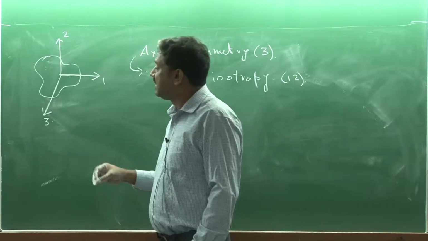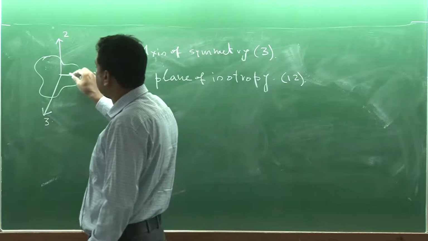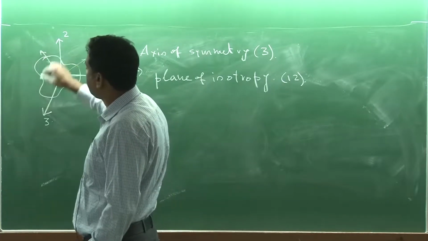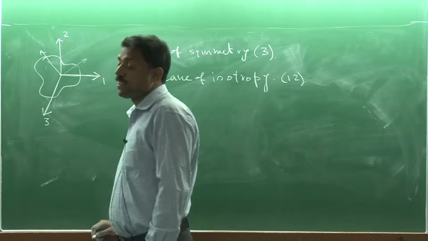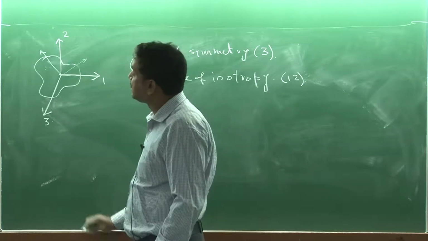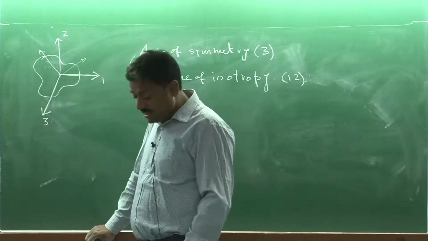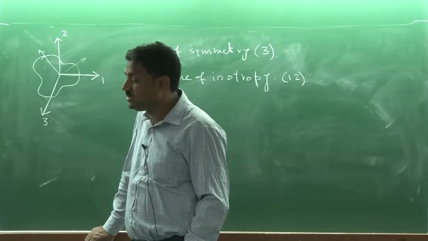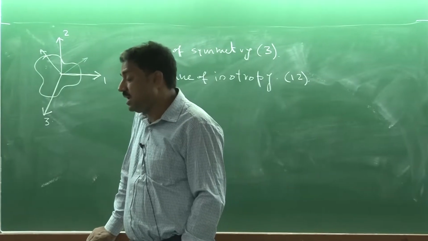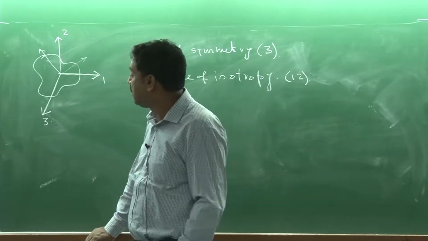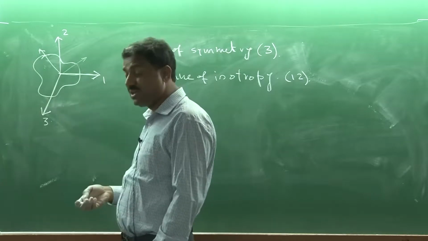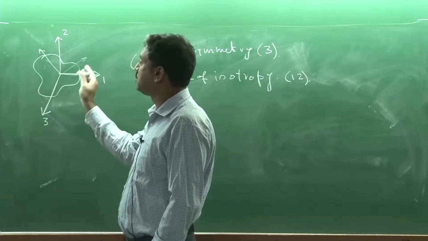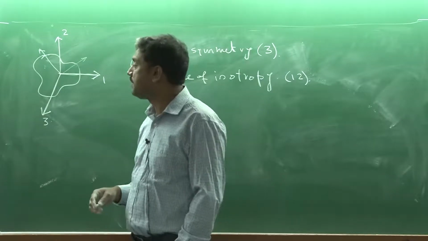What does it mean? Any action which is perpendicular to this axis will not be able to distinguish between 2 different directions in the 1, 2 plane. Since the material will not be able to distinguish between any directions perpendicular to axis 3, the axis of symmetry, it is called a plane of isotropy. So, the 1, 2 plane is a plane of isotropy.